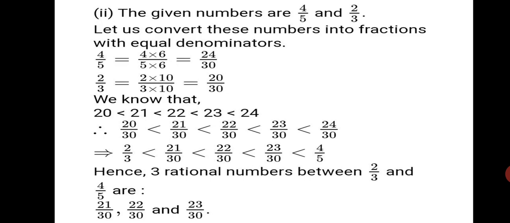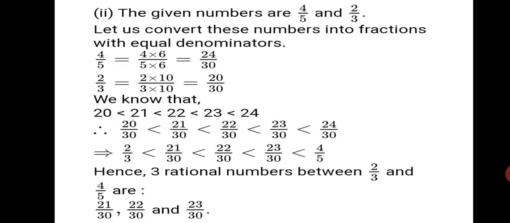But we want bigger denominators, so that we get a bigger gap between the two given numbers. Suppose here if you are cross multiplying and getting the LCM 15 in the denominator, what will happen? 4 3s are 12 and 2 5s are 10. You will get 12 upon 15 and 10 upon 15. So you will not be able to get more fractions in between them.